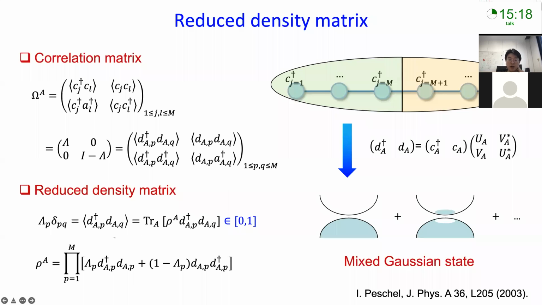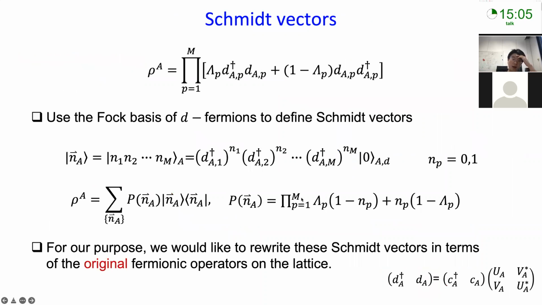Then rho A has multiple non-zero elements. So rho A is a mixed Gaussian state, with each eigenvalue being a BdG vacuum. Okay, so we have this form. Rho A is a tensor product of independent two-level systems. So we can define the Schmidt vectors of rho A, which are a Fock basis of d fermions.